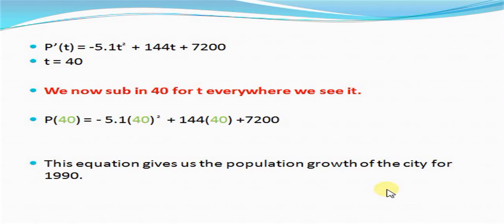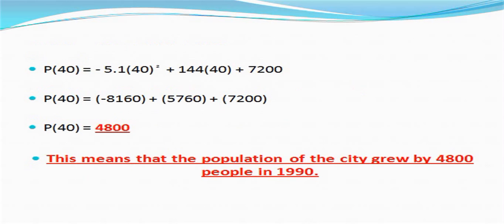So we get p of 40 equals minus 5.140 squared plus 144 by 40 plus 7,200, and this will give us the population growth for the city for 1990. And when we work that out on our calculator, we get that p of 40 equals 4,800, which means that the city grew by 4,800 people in 1990. And that's the end of the question.